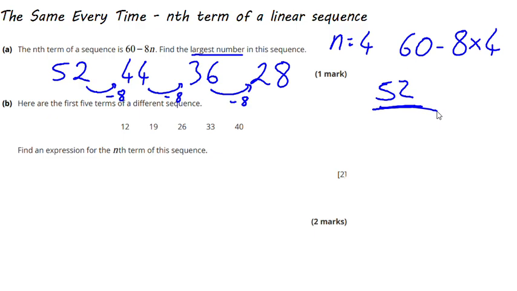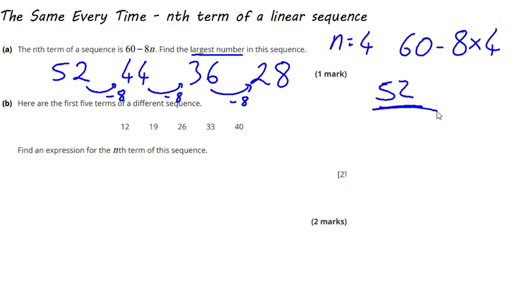Maybe that question, the first time you look at it, find the largest number in the sequence, looks like it's going to be a bit tricky, but it's not as bad as it looks, because all we have to do is write down the sequence, and we can see easily there that the biggest number is 52.